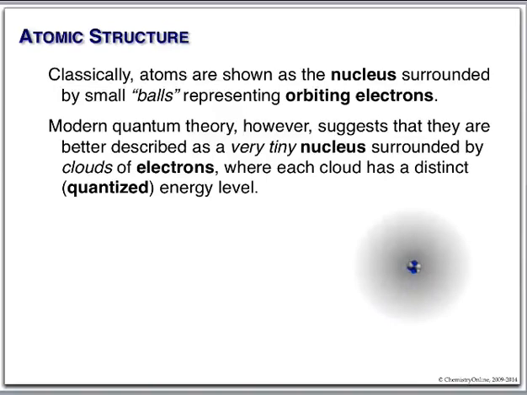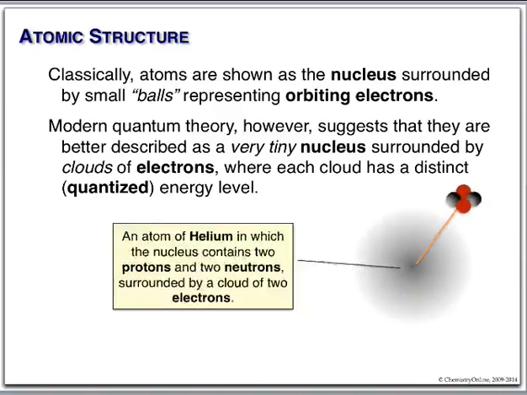This is also wrong because the nucleus is shown very, very large here. In fact, the nucleus is very, very small. I put it here down to one pixel. That's as small as I could get. But even that's wrong. We'll see that in a little bit. This is meant to depict helium. Helium has two protons and two neutrons in its nucleus, and it's surrounded by two electrons in this cloud.